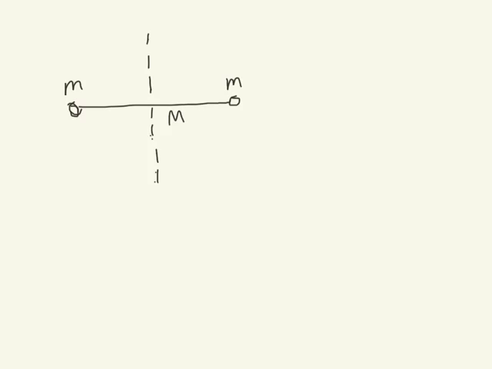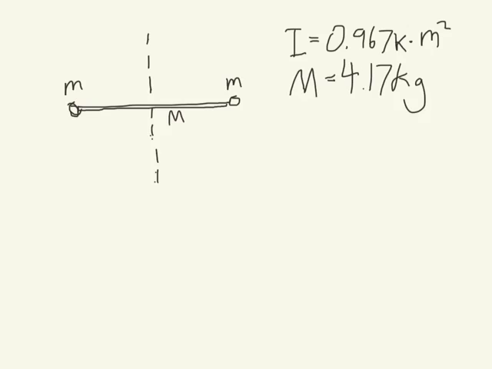Alright, so we've got here a rod, and its mass is big M, and we want to figure out how long it has to be in order for the moment of inertia of this rod and two ball system to be 0.967. And we're told that the mass of the rod, that big M, is 4.17. Both of the little balls on the ends are 0.547 kilograms, and what we're trying to solve for is the length of the rod.